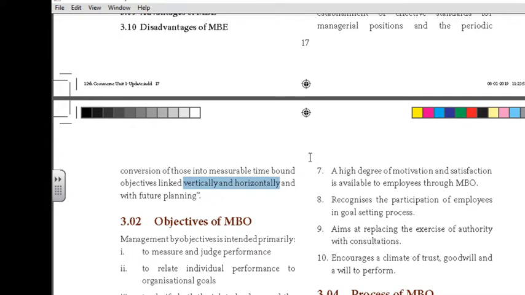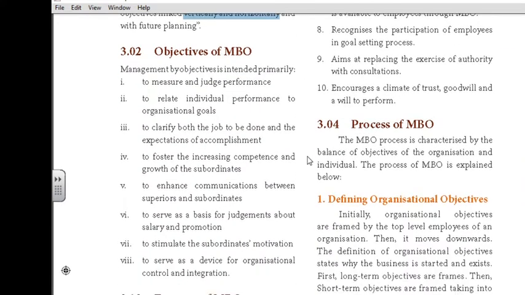Next, we will see the objectives of an MBO. The objective of MBO is that it is a long run process. Plans are not made only for that moment. If we make a plan, it is for the year only; but this is a long run process which relates to the organizational goals. So the first thing is that management uses it to measure and judge individual performance in the organization.